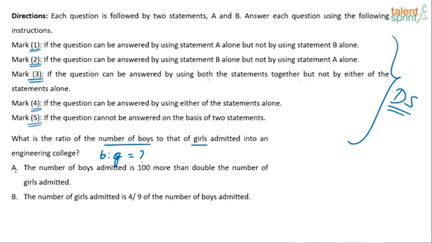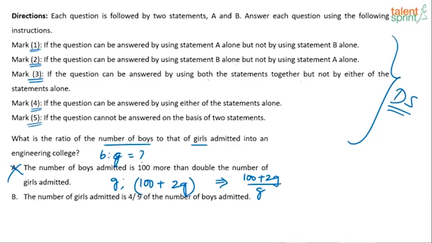Now immediately I know this cannot give me the answer. I'll tell you how. Let's assume the number of girls are G. What will be the number of boys? 100 more than double the number of girls. So number of boys is equal to 100 plus 2G. So what will be the ratio? Boys to girls ratio is (100 plus 2G) by G. Can you get the answer from this?